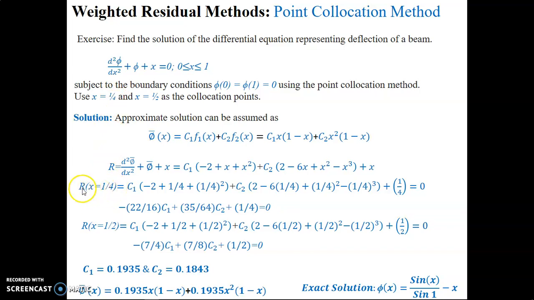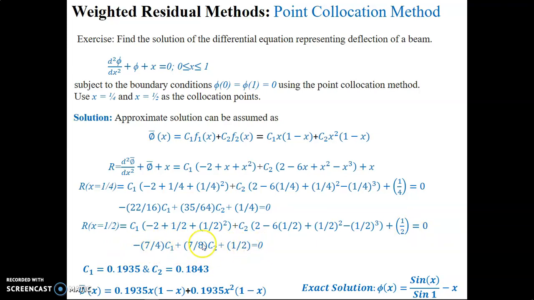At x is equal to 1 by 4, we will substitute r equal to 0. When we do this, we will get one set of the equation in which the unknowns will be C1 and C2. Again, the residue of the system will be set to 0 at another collocation point, that is at x is equal to 1 by 2. So again we will be solving this equation at x is equal to 1 by 2 and equating it to 0. Now we get another linear algebraic equation having the coefficients C1 and C2.